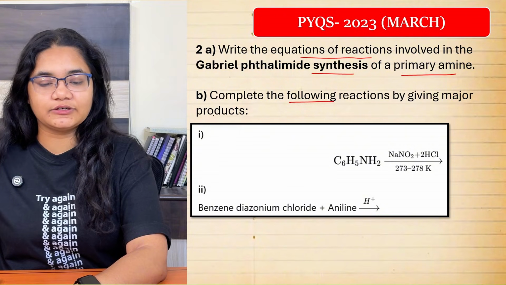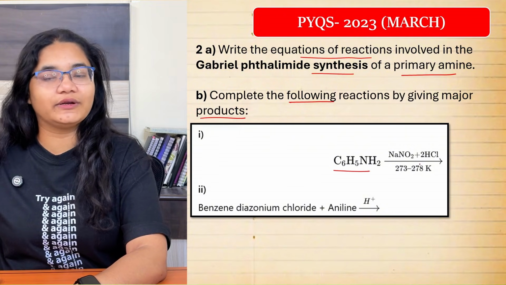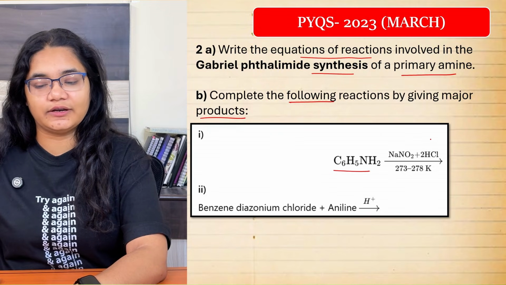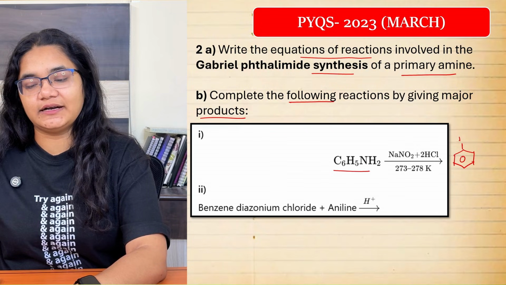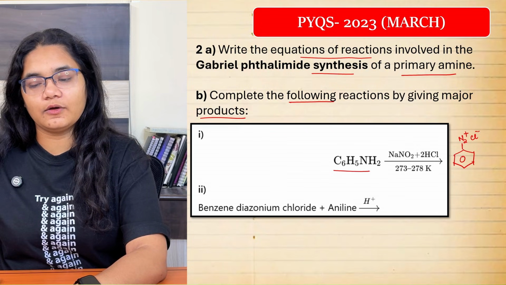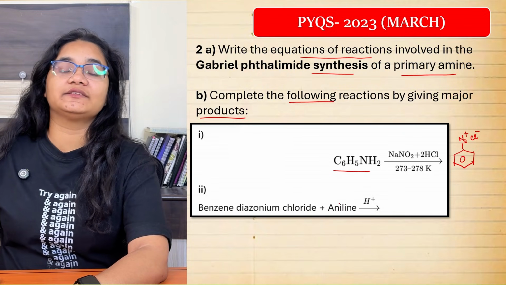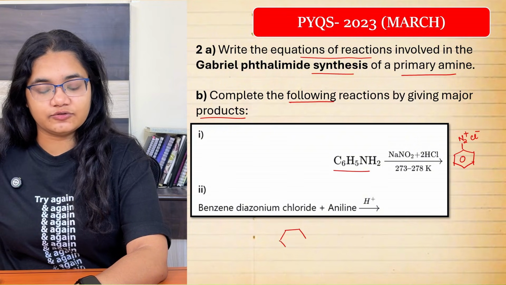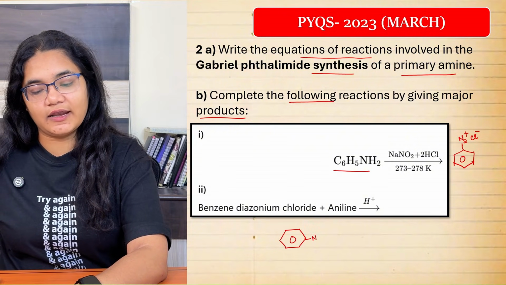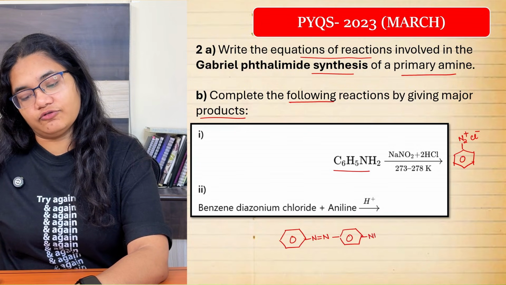Complete the following reaction by giving the major product. Okay, so C6H5NH2 with NaNO2 and HCl. This is your diazotization reaction. So the product formed here will be nothing but your benzene diazonium chloride. Okay, next, benzene diazonium chloride and aniline in H plus medium will give you para aminoazobenzene. So here the structure will be like this. You have N double bond N, and then you have a structure like this, and here we have the NH2 group attached.